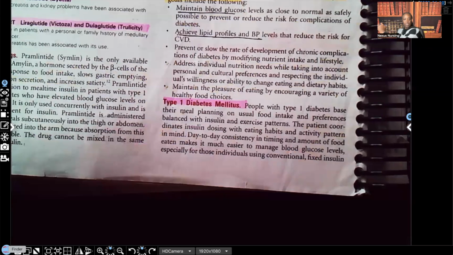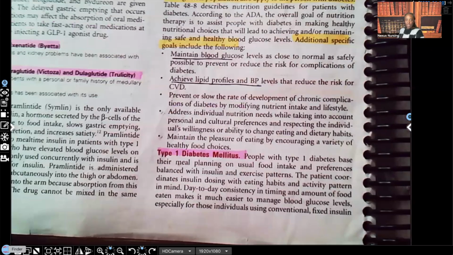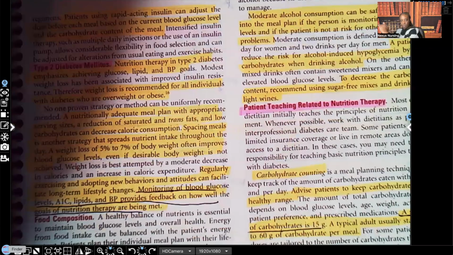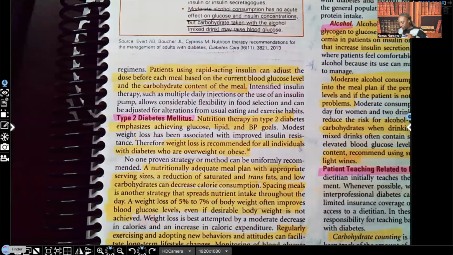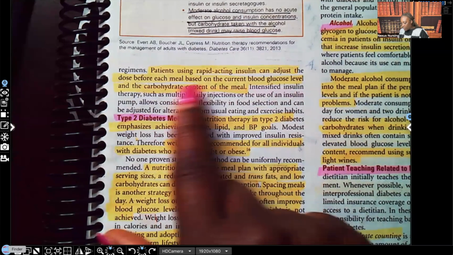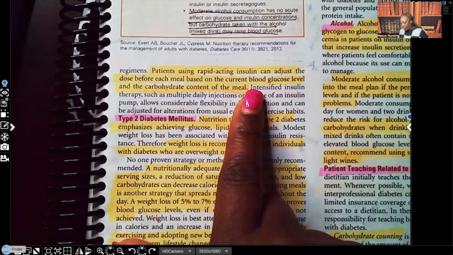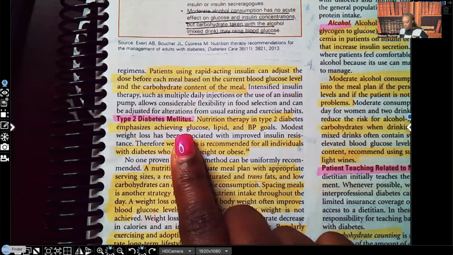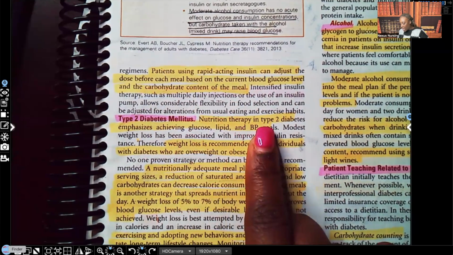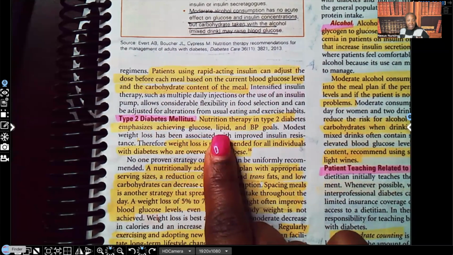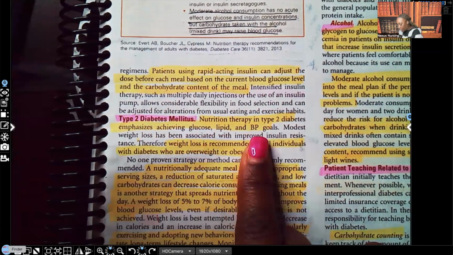All right. Down here, type 1 diabetes, which I talked to you guys about extensively in part 1 of my video. Let's see what they have to say. Patients using rapid-acting insulin can adjust the dose before each meal based on the current blood glucose levels and the carb content of the meal. We talked about this already. Type 2. Nutritional therapy in type 2 diabetes emphasizes achieving glucose, that's the blood sugar, lipid, that's the cholesterol, and blood pressure goals.